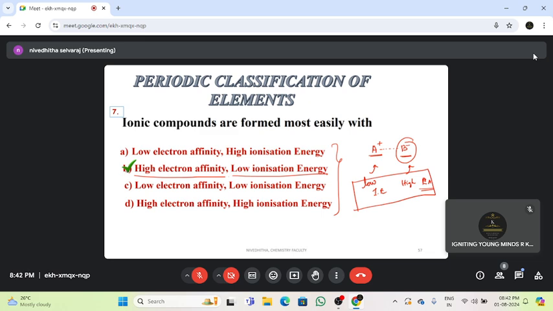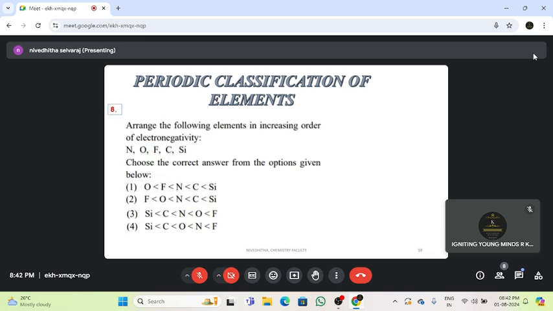Okay, now we'll move on to the next question. Arrange the following elements in increasing order of electronegativity, which is very simple. So we know the positions and also we know the trend. Option 2, ma'am.